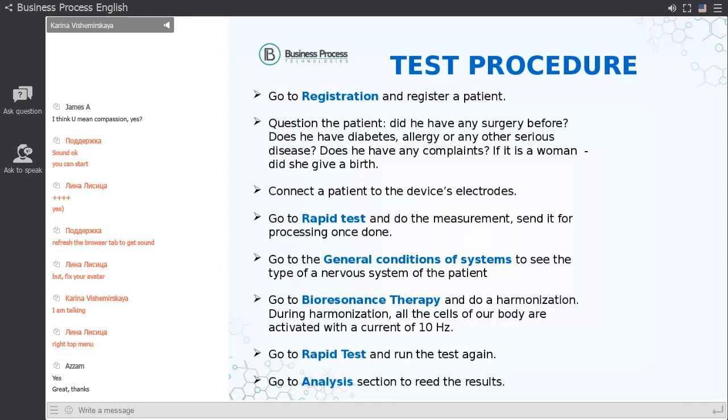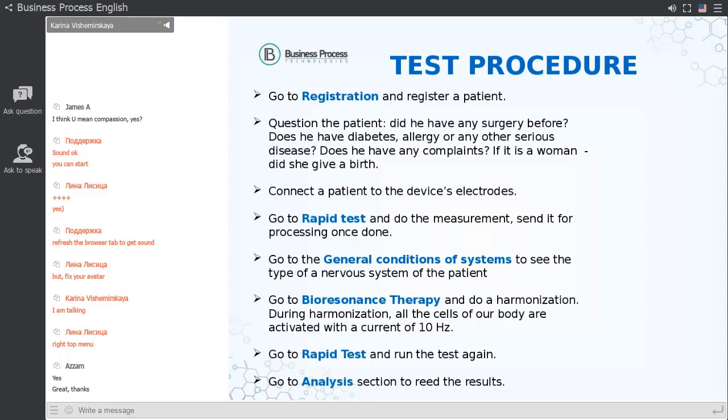You need to ask the person to relax and to close his eyes. It is very important. If he does not close his eyes, you will be measuring his reaction to the outside factors. So you will be measuring the things that the person is looking at the moment of the measurement. But we need to measure his inside factors, his health conditions. We need to see the real results. So it's important to ask the person to close his eyes. Then we go to rapid test and do the measurement and send it for processing.